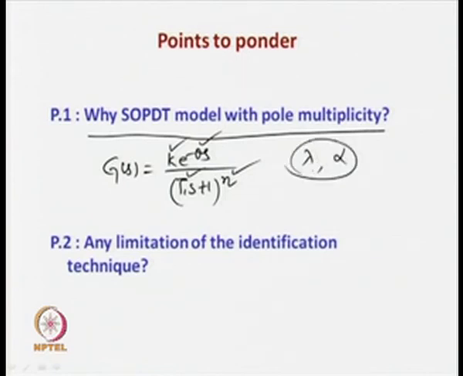Where do you get alpha from? This alpha you get with the assumption that lambda 1 equal to lambda, lambda 2 equal to lambda minus alpha. So, some assumption on alpha has to be made as well.